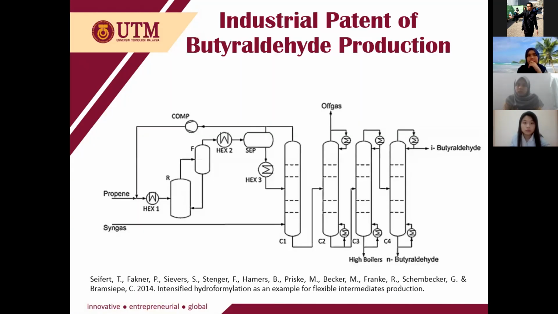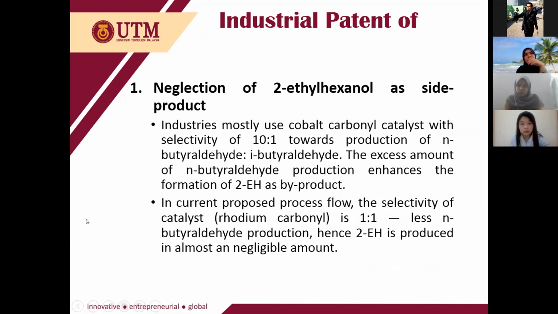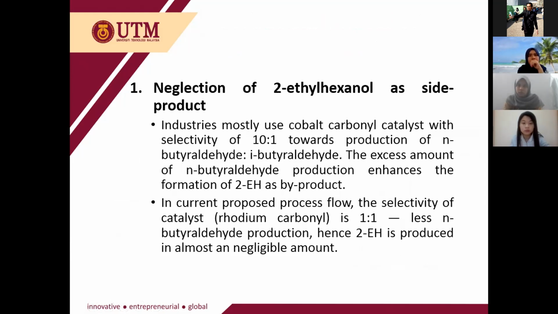This is the common industrial pattern of butyraldehyde production from a journal in 2014. Compared with this process flow diagram, several modifications have been made. The first modification is the negation of 2-ethylhexanol as a side product. Generally, in industry, they mostly use cobalt carbonyl catalyst with selectivity of 10:1 towards production of n-butyraldehyde to isobutyraldehyde. The excess amount of n-butyraldehyde produced will enhance the conversion to 2-ethylhexanol as a byproduct.